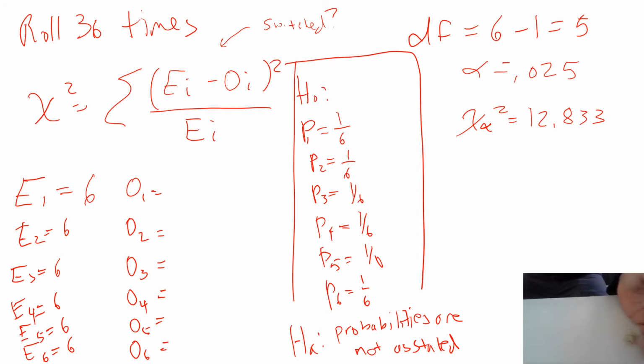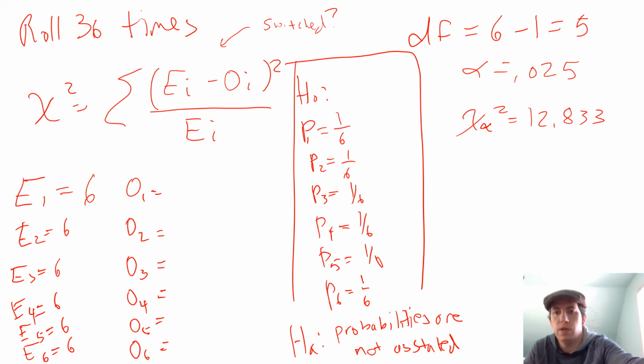10, 11, 12, 13, 14, 15, 16, 17, 18, 19, 20, 21, 22, 23, 24, 25, 26, 27, 28, 29, 30, 31, 32, 33, 34, 35, and 36. So let me tell you what we ended up getting for all of these.